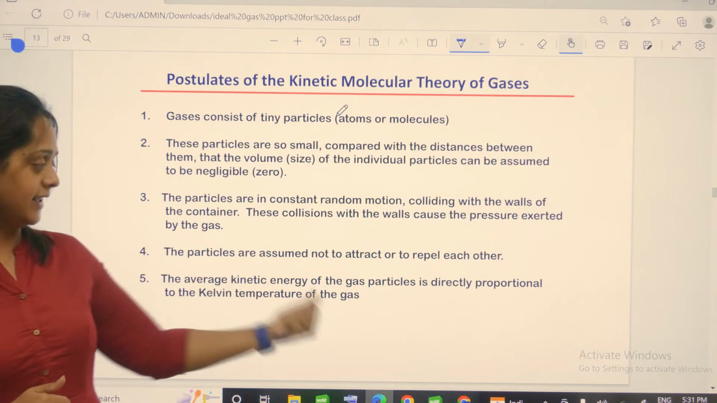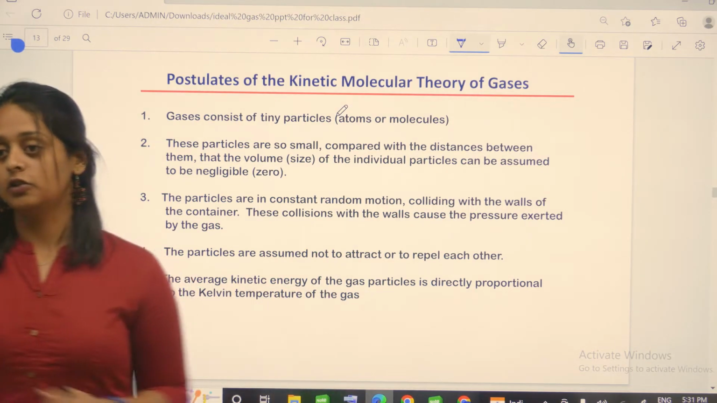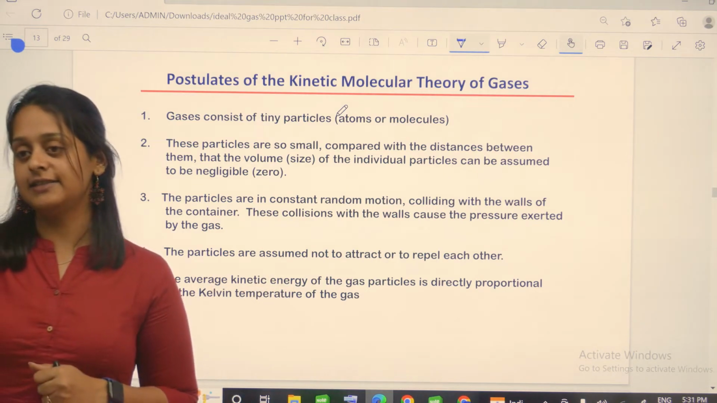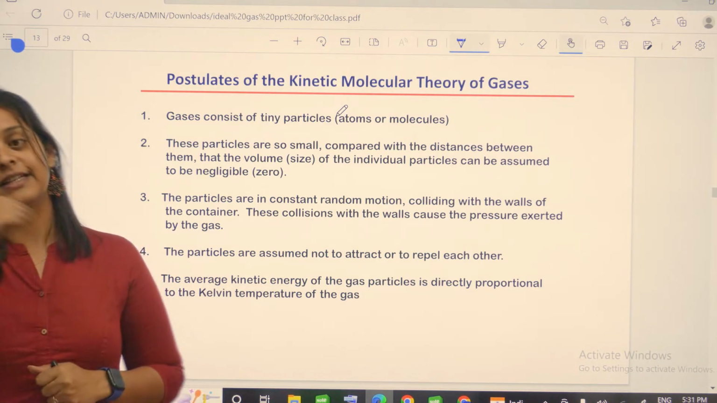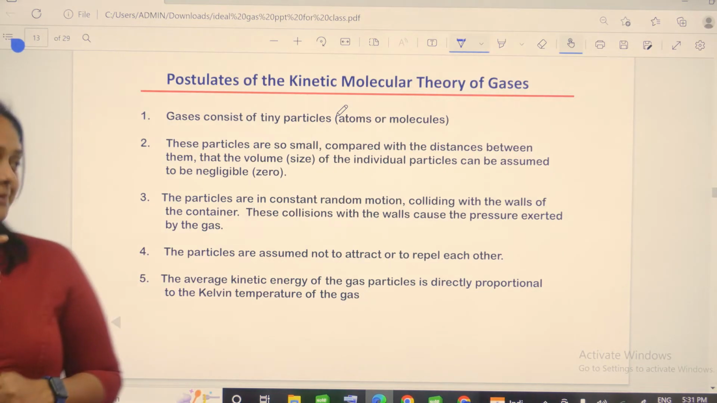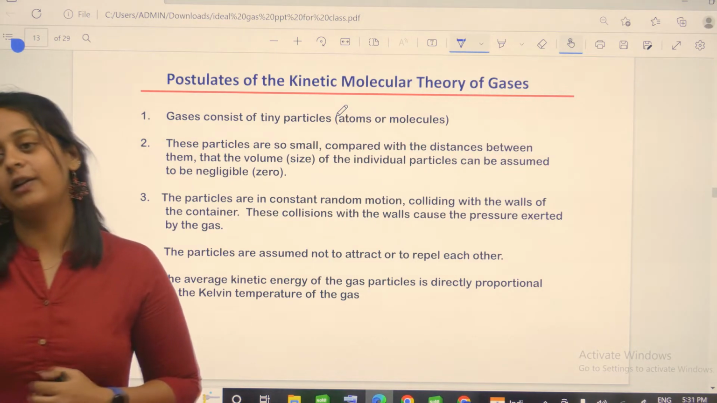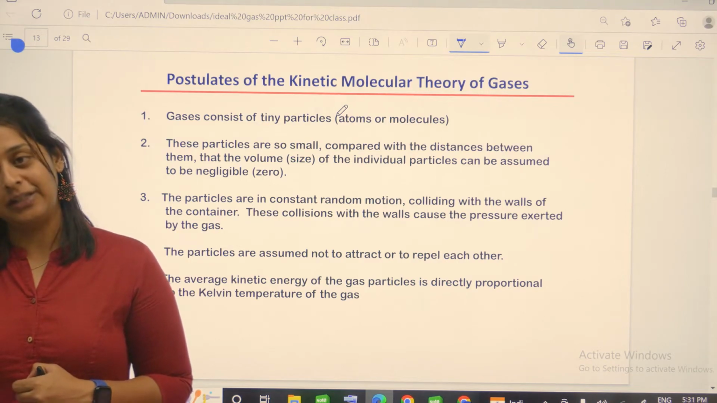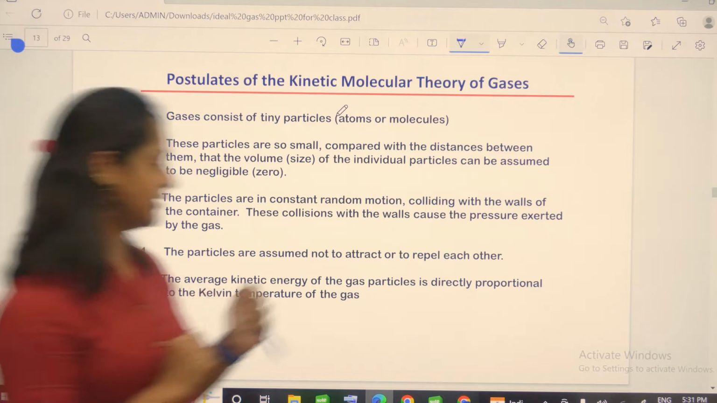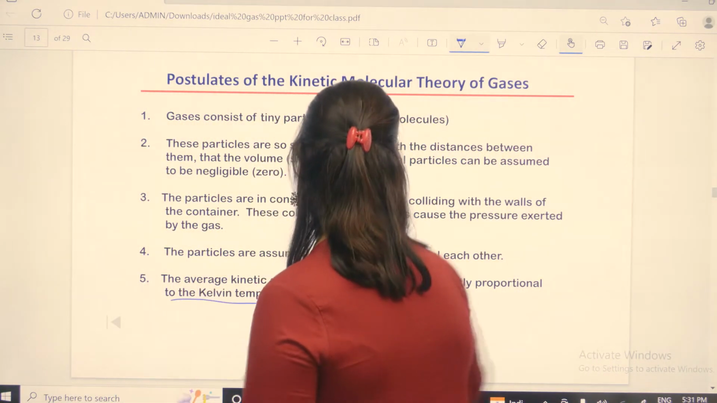The average kinetic energy of the gas is directly proportional to the Kelvin temperature of the gas. So the temperature will determine the average kinetic energy. Higher the temperature, higher the kinetic energy. Why does it say Kelvin? Because whatever calculation you do, you do it in the Kelvin scale only, not in degree Celsius or degree Fahrenheit. So these are the postulates, or assumptions, you can say.